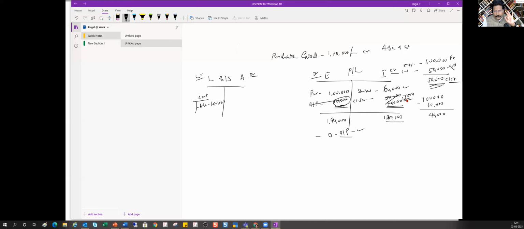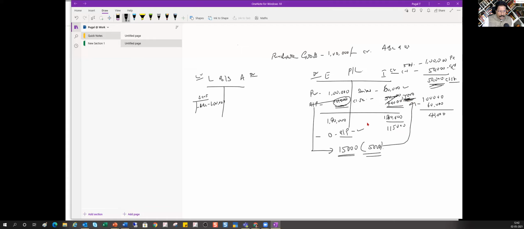Okay, so first let's quickly understand. If I make this 55,000, my income is now going to be 1,15,000, and my GP is going to show as 15,000. Which means I have inflated my profit by 5,000 rupees because of my wrong inventory valuation.